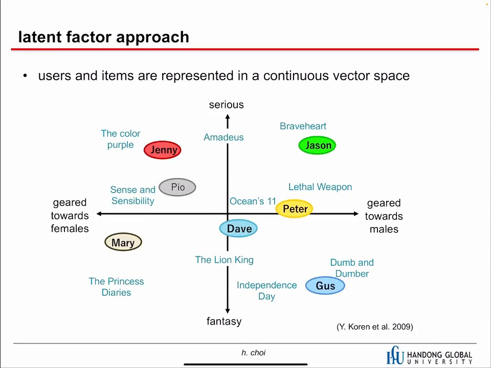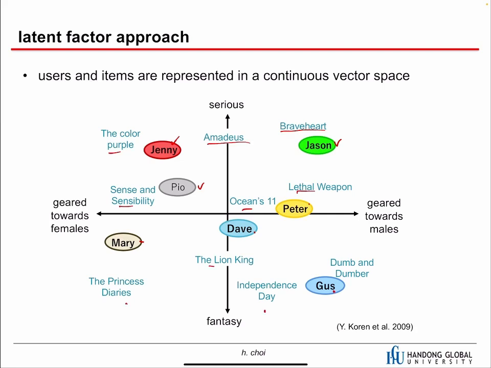Okay, now we're going to talk about the latent factor approach. So far, we calculated the dissimilarity between the items or between the users directly, but we can use a latent factor approach. In this approach, we can project users and items into a continuous vector space. In this slide, you can see these users are here, and you can see these movies in the same space.